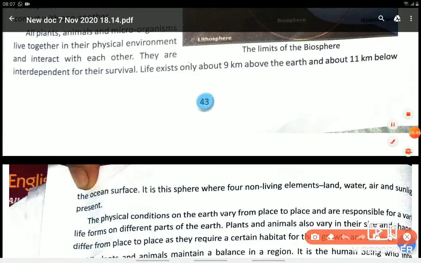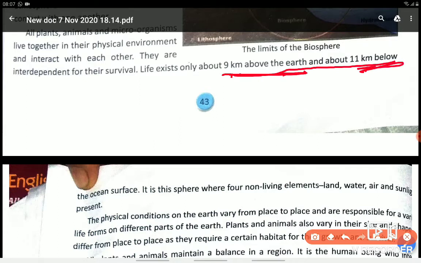Life exists only about 9 kilometers above the earth and 11 kilometers below the ocean surface. Children, please underline it. This is very important for you: in the biosphere, where life exists normally, it is 9 kilometers above the earth. If we are talking about the earth's surface, it is 9 kilometers, and if we are talking about the oceans, it is 11 kilometers below.